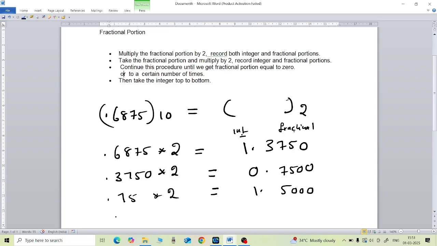Again take the fractional portion, that is 0.5 into 2, so that will give 1.000. You see now the fractional portion has become 0, so we don't have to continue. The meaning is that even if we continue, in the next iteration both the integer portion as well as the fractional portion are 0. So we can stop here. Now the remaining thing is to take the integer portions, that is this portion, top to bottom.